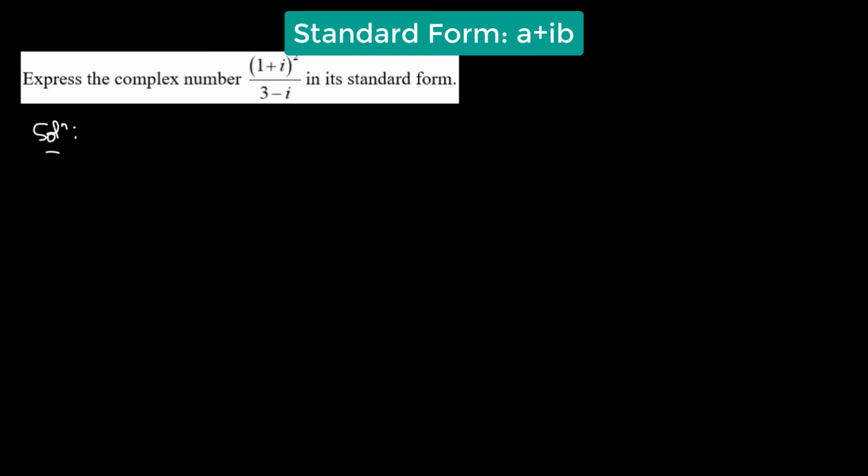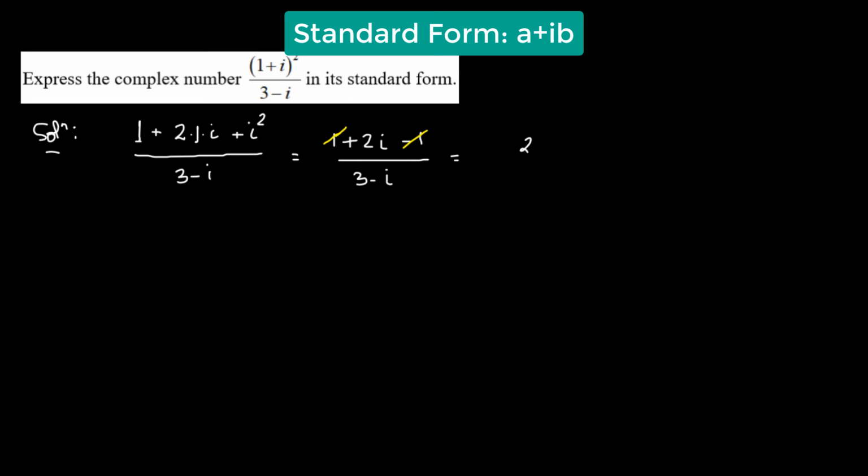Let us begin, but first we will simplify the complex number given in the numerator, which is 1 plus i squared. We can expand it using the identity a plus b squared. We have 1 plus 2 times 1 times i plus i squared divided by 3 minus i, which is equal to 1 plus 2i minus 1, since i squared is negative 1, divided by 3 minus i. So the plus 1 and minus 1 will cancel out as they are additive inverses of each other, which will be equal to twice of i divided by 3 minus i.